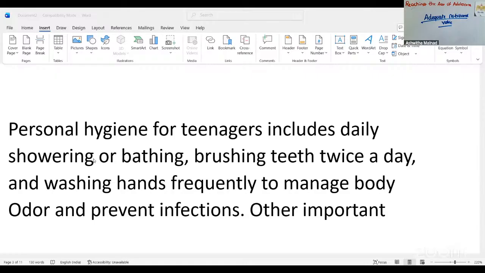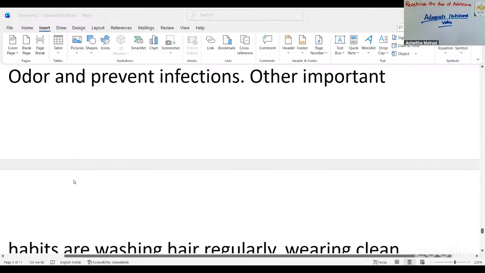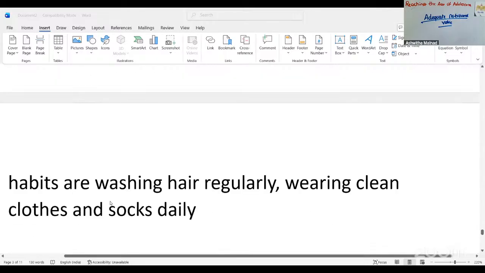And washing your hands frequently to manage the body odor and preventing infection is also important. Other habits like washing the hair regularly, wearing clean clothes and socks also play a very vital role. Okay, so this helps in reducing the bacterial infection.